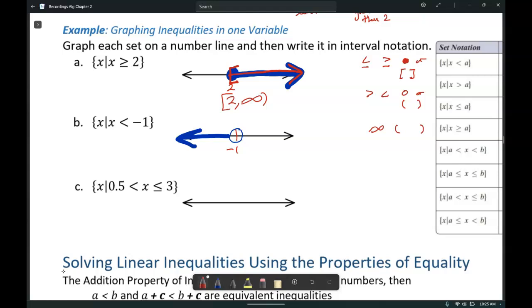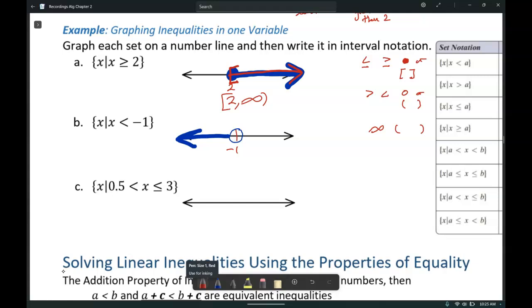If we wanted to use the bracket notation, we would use a parentheses instead and draw an arrow going to the left. So either notation would be fine. And then we can go ahead and write it in interval notation.